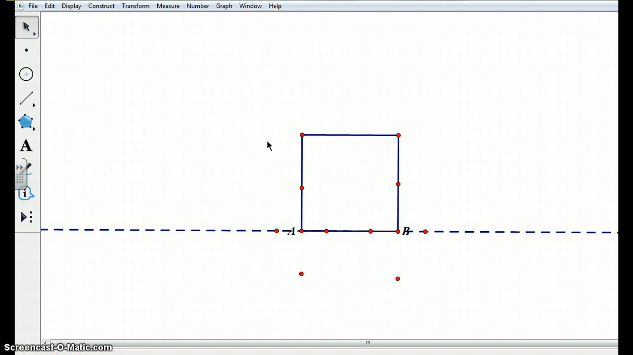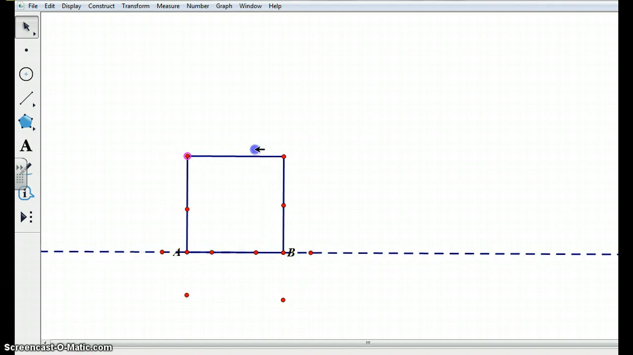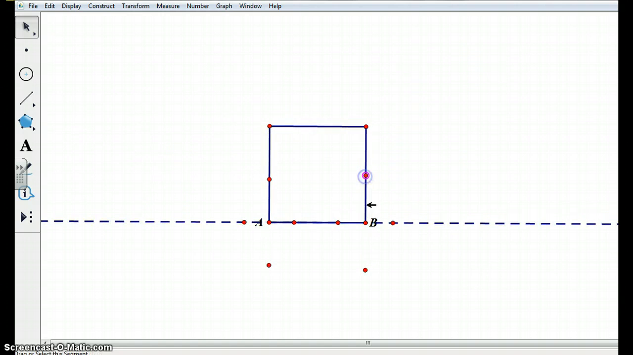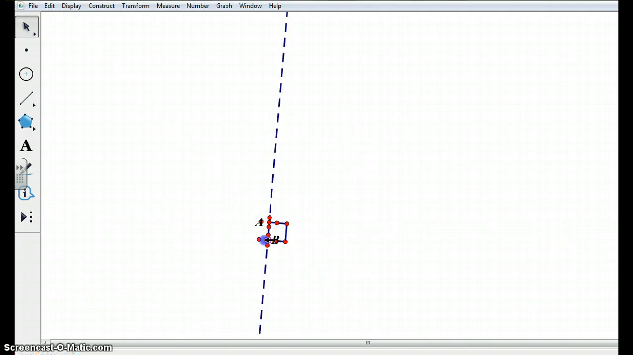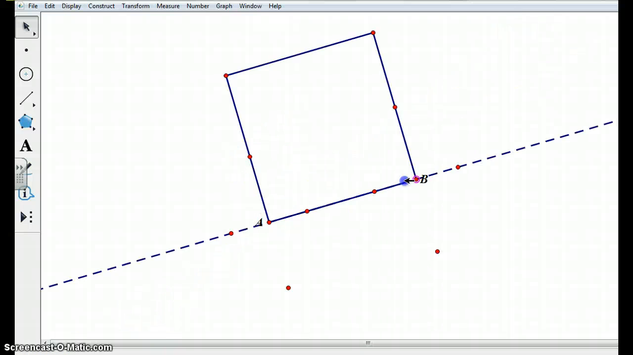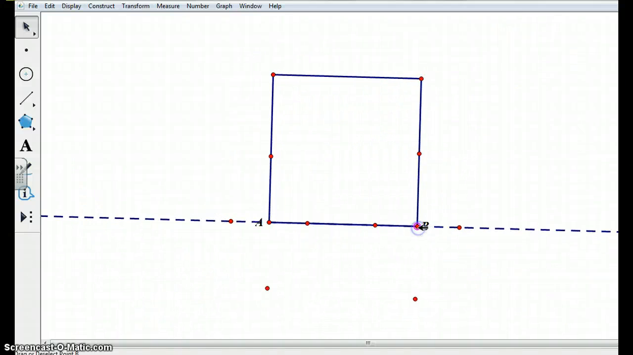I'm going to hide this. If I were to move any of this, it would still form a square. I think I can rotate it. Rotate it like this. Yep, even if I rotate it, it's still a square. Even if I go smaller or bigger. So that's how you construct a square.